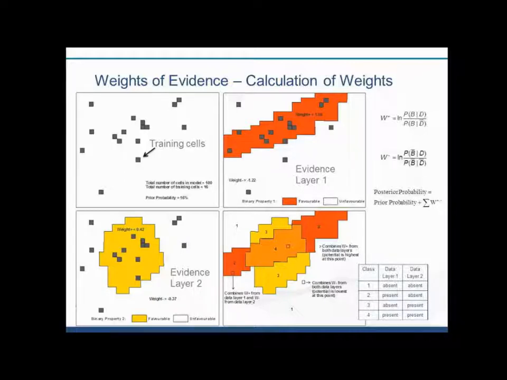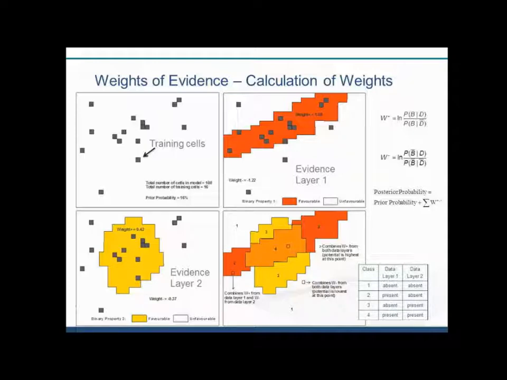Next we look at the different evidence layers, and we use binary evidence layers. We have a favorable zone, which in this evidence layer 1 is the red zone, and then we have an unfavorable zone or region. We assign positive weights to the favorable zone and negative weights to the unfavorable zone. We do this by looking at the ratios of training cells that are sitting in the favorable zone versus outside of the favorable zone, compared to cells that do not have training data. So it's just a comparison of these numbers.